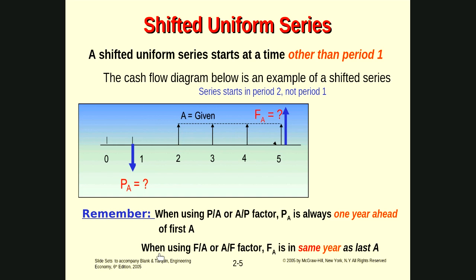Okay, if you are here, can you please read this sentence again? When we use the F given A or A given F factor, the F given A is in the same year as the last A. So you don't go a year before, you don't go to year 0. If you are moving from future to annual using A given F.